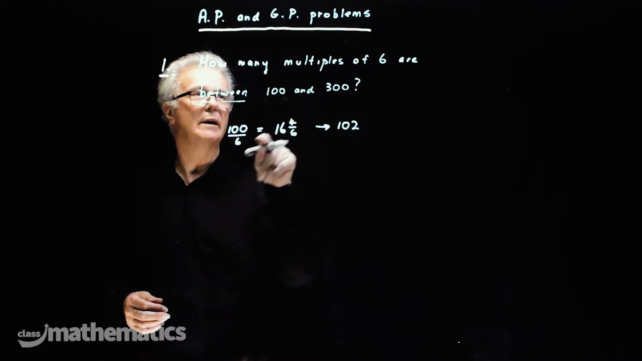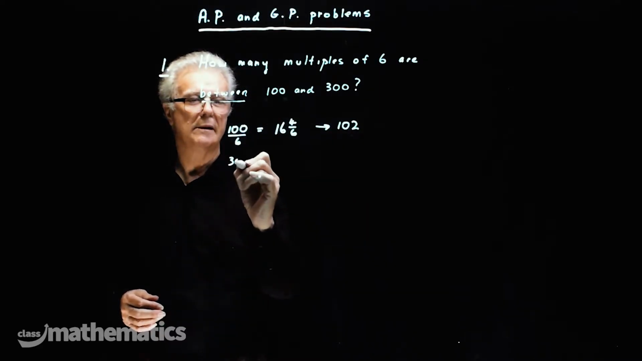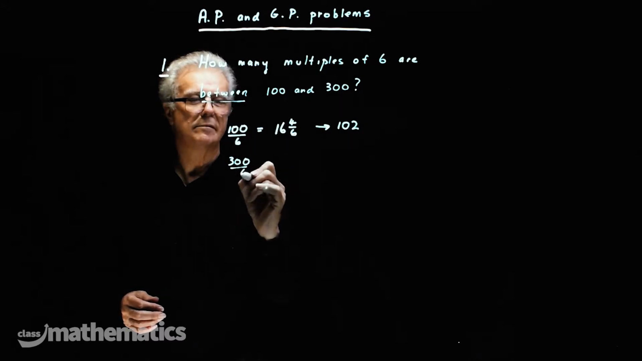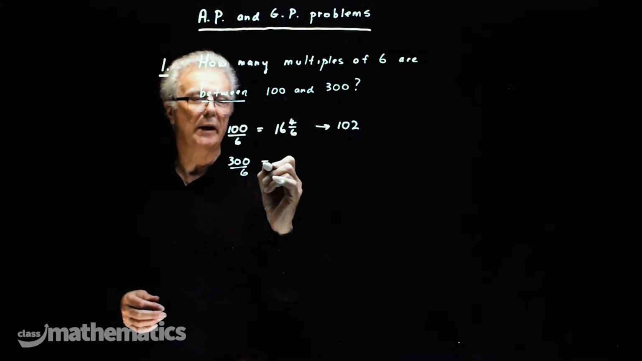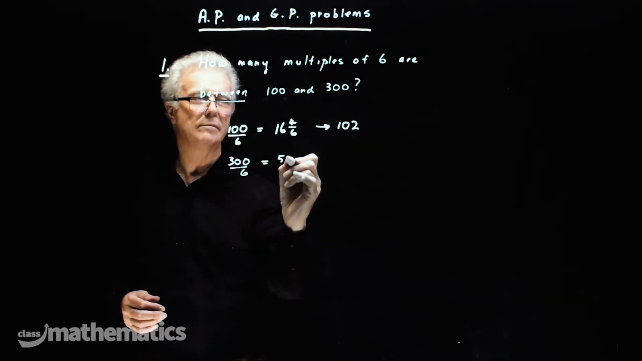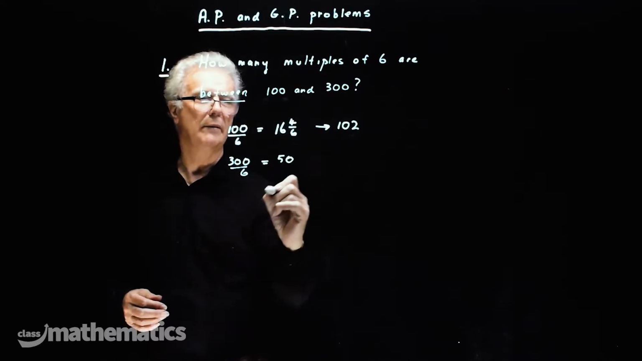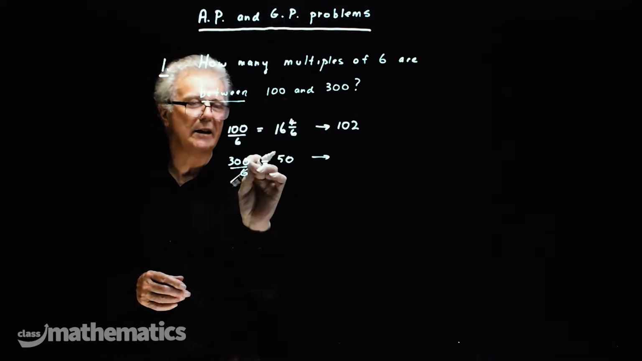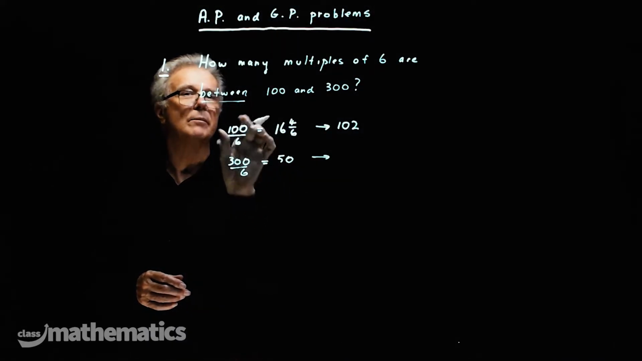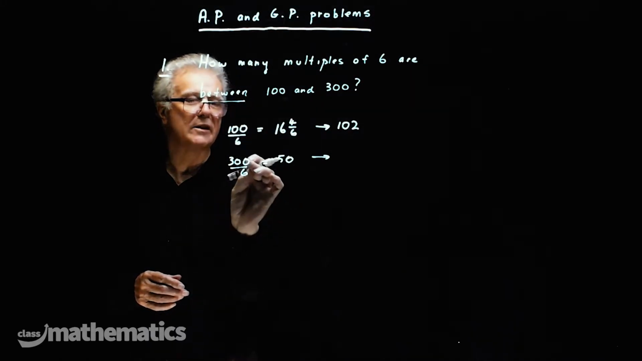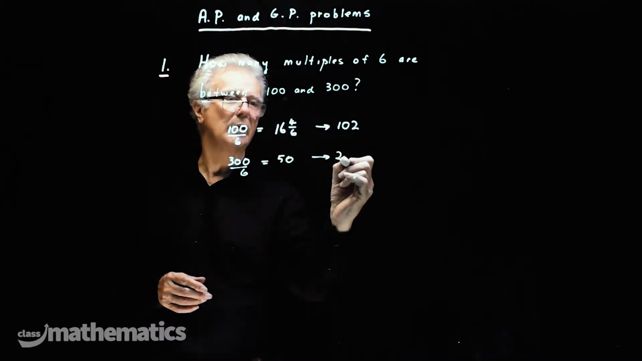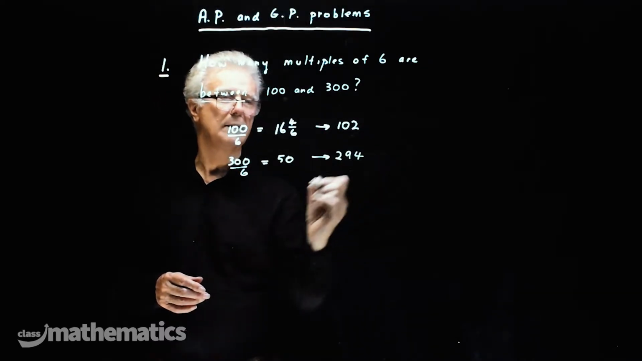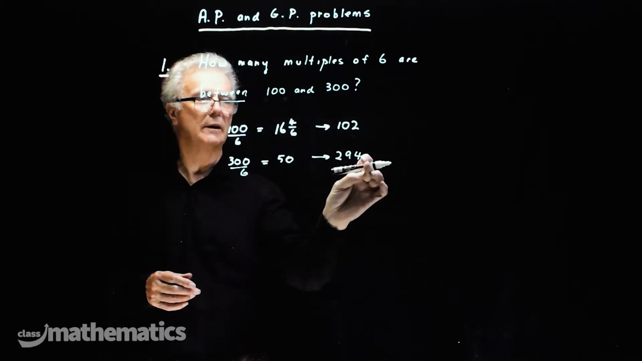Now the other way, for the 300, it's a bit tricky. It's going to give me 50, so that would be exactly 300. However, it says between, so we have to take 6 away from that, so that's 294. So that's the first one, that's the last one, okay?